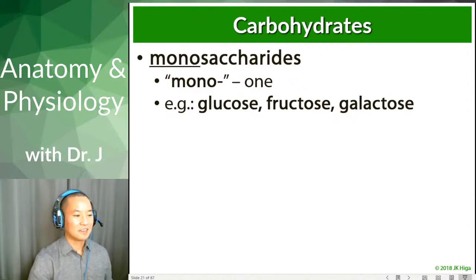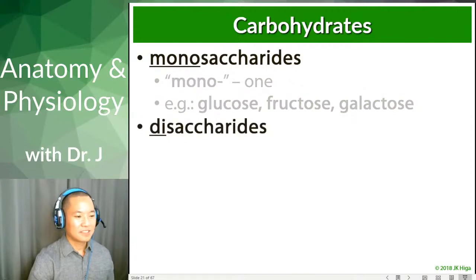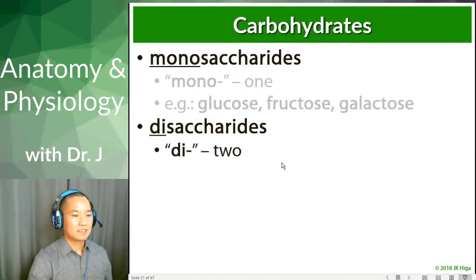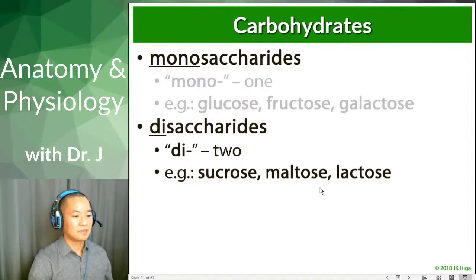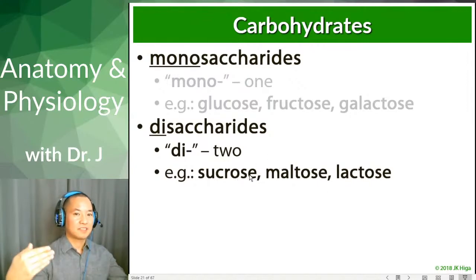So things like glucose, fructose, and galactose are monosaccharides. Whereas disaccharides, with di meaning two, like when a path diverges, it splits into two. So disaccharides means two. Things like sucrose, maltose, and lactose are each made out of two monosaccharides linked together with covalent bonds.